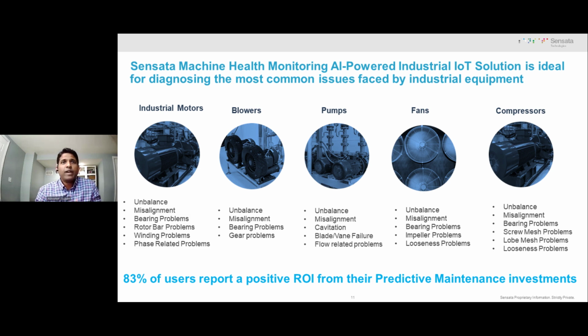So let's look at where we can implement the Sensata solution. Sensata IQ can be applied to industrial motors, blowers, pumps, fans, and compressors. We have AI physics models for these types of assets for most of the failure modes, such as misalignment, looseness, unbalance, and bearing problems, which is about 90% of the problems we see in the field. Most of the problems are also lubrication related, and our sensors can detect all types of lubrication related problems. We can even see flow turbulence or any sort of cavitation related problems in pumps and fans.